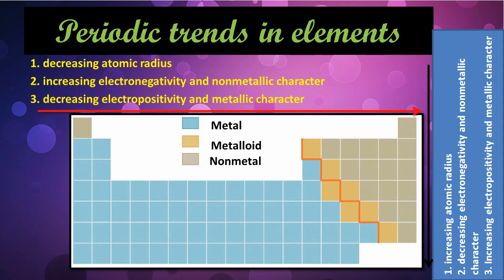this characteristic will be observed: first, an increase in the atomic radius. Atomic radius increases. Why does atomic radius increase? Because when we move down a group, electronic shells are added one by one, and that is why the atomic radius increases. The second characteristic is a decrease in electronegativity, that means the tendency of an atom to accept electrons is lost. And the third is increasing electropositivity and metallic character. So students, these are the periodic trends in an element while moving from left to right in a period and down a group.